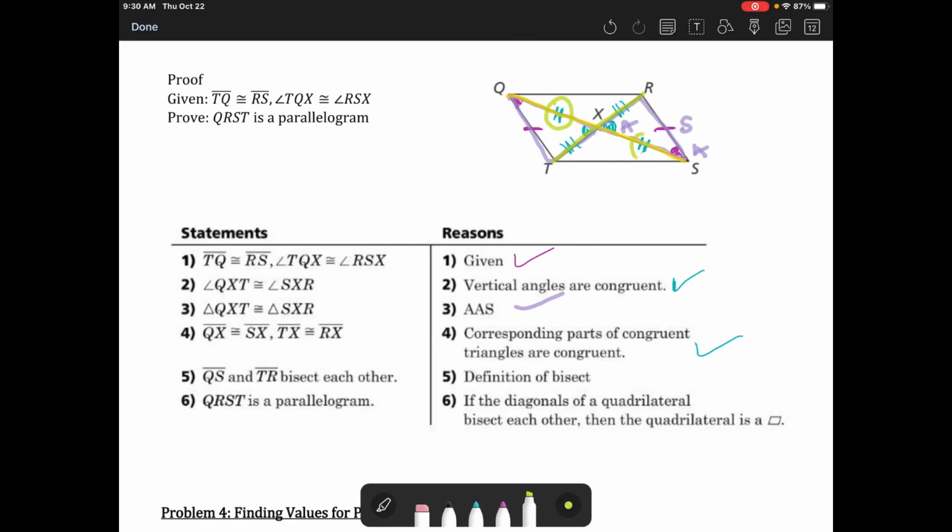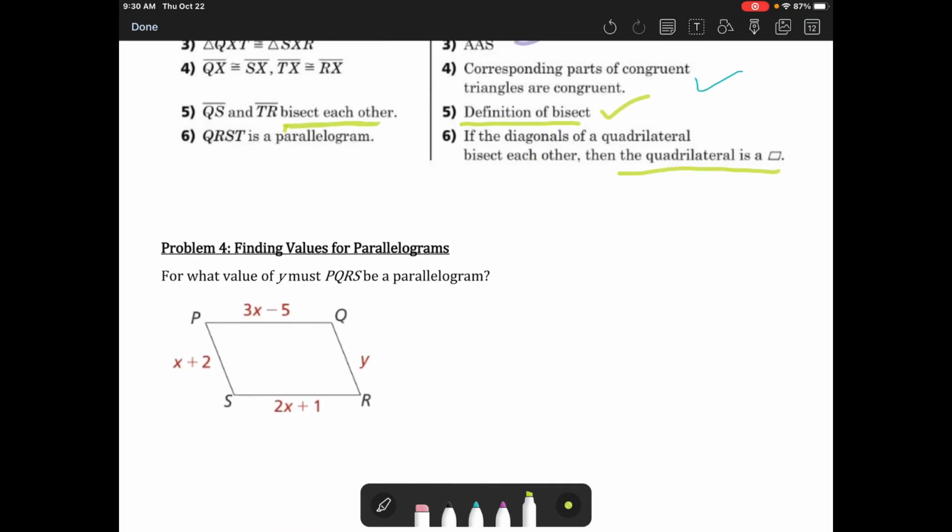Why? Because I see 2 here and 2 here. I see 3 here and 3 here. That means that this section is congruent to this piece, and the other part of that diagonal is congruent to the other part. So since they bisect each other, that's the definition of a bisector. Since the diagonals bisect each other, then the quadrilateral is a parallelogram.